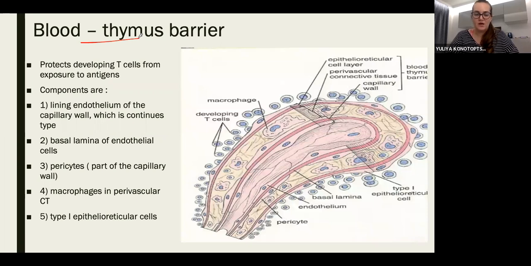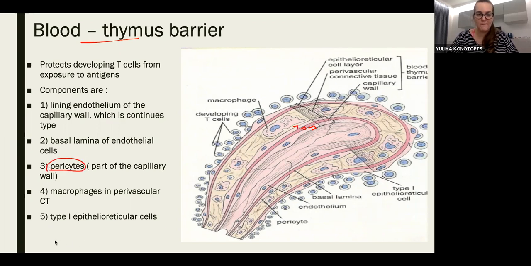Blood-thymus barrier, a very important slide, because don't forget we're trying to protect our baby T lymphocytes from pathogens. Where do pathogens come from? They come from blood. So what are the layers of the blood-thymus barrier? The first is the endothelial cells of a blood vessel. The second is the basement membrane on which endothelial cells are sitting. The third are pericytes. Do you remember pericytes?